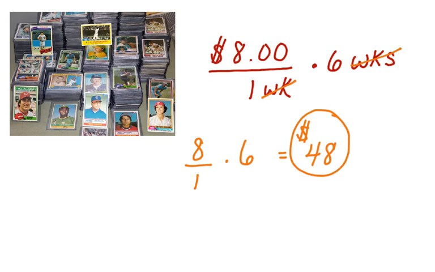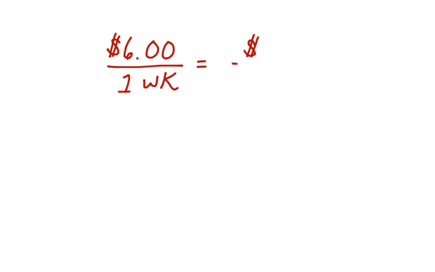Let's look at what happens if we alter the problem a little bit. Let's say Eric decides only to spend $6 of his allowance in 1 week. Again, that's our first ratio. It compares money to weeks. Now we want to know how much he will spend in 6 weeks given this new rate.